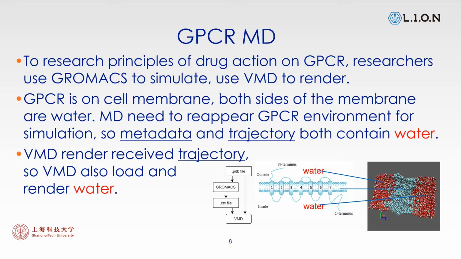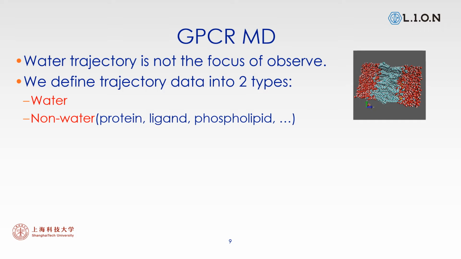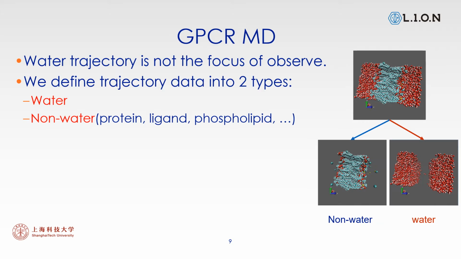MD needs to reproduce the GPCR environment for simulation, so metadata and trajectory both contain water. VMD receives the trajectory, so VMD also loads and renders water. Just as an environment, water trajectory is not the focus of observation. So we define trajectory data into two types, water and non-water. Non-water includes protein, ligands, phospholipids, and more.